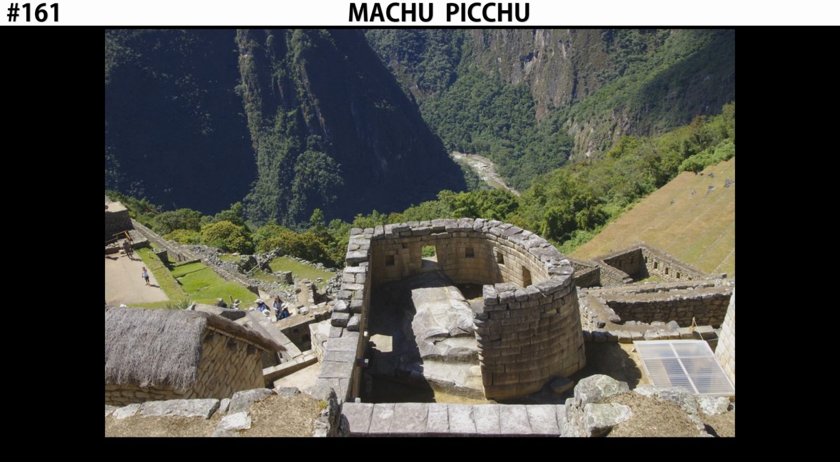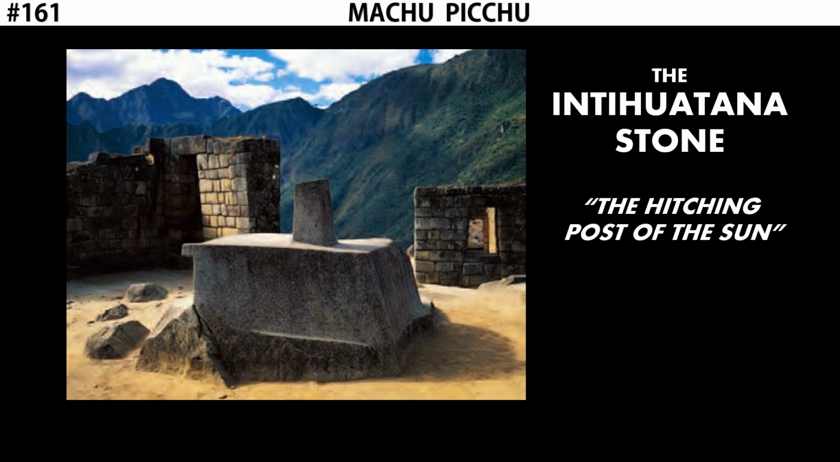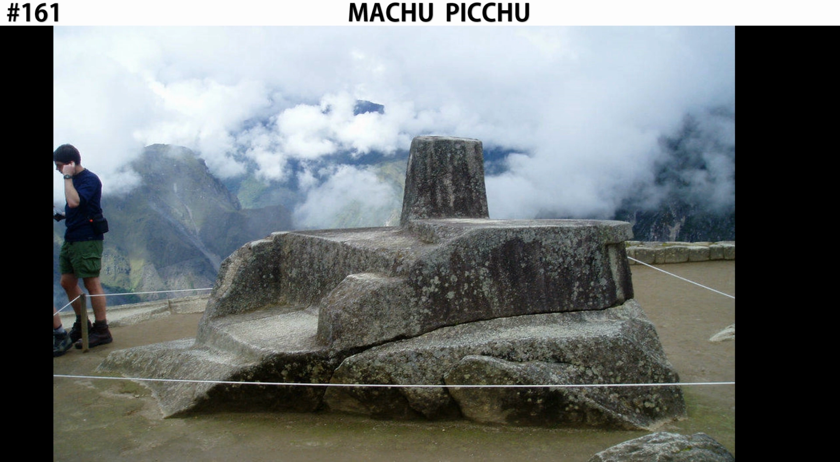The other photo you'll see on your image sheet is this. This is called the Intihuatana stone. It's also known as the hitching post of the sun. The function of this is similar to the observatory. It's a tool used to trace the movement of the sun throughout the year. Much like a sundial, depending on where the sun is in the sky, the shadow that's projected by this protruding post will change directions and length depending on the season.